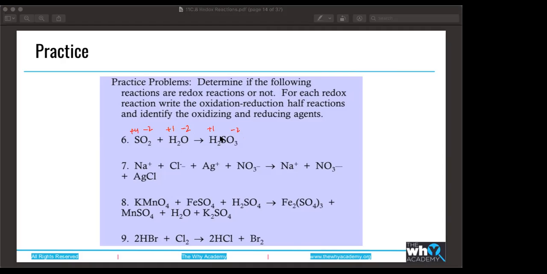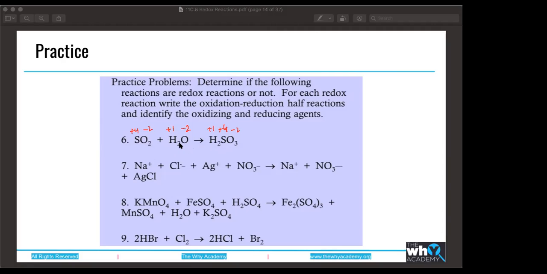Okay, wait. Sulfur will be +4. So was there any exchange of electrons taking place here? No, ma'am. So is this a redox reaction? No, it's not even a half reaction.